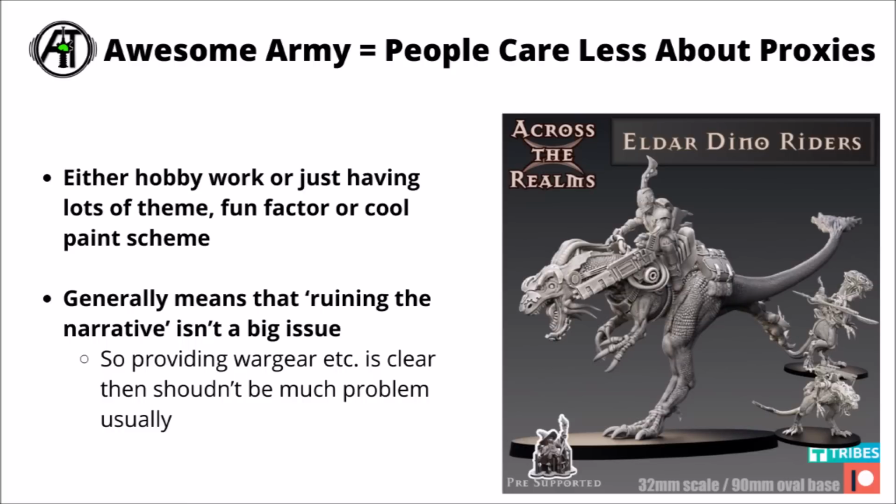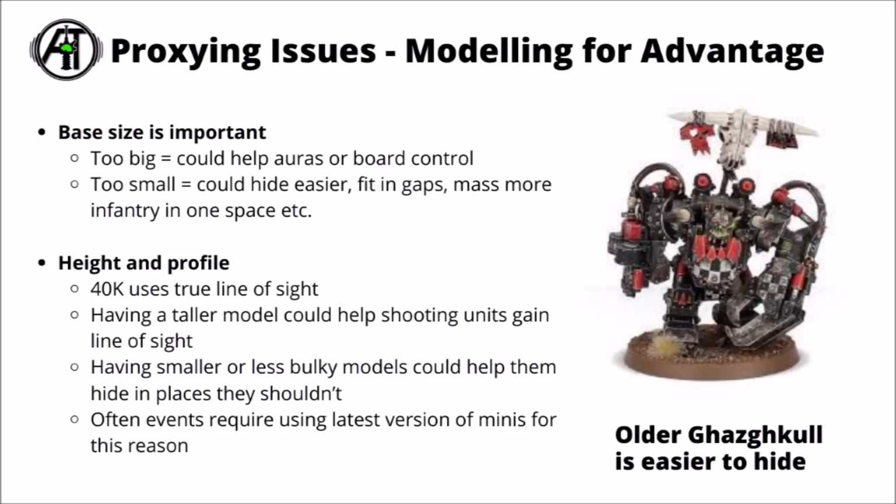Otherwise, for one further issue, I guess proxying could potentially lead to a little bit of modelling for advantage, almost always unintentional, but sometimes it can still be a kind of a big deal. Base size is quite an important one. If the base is too big, then it could help out things like auras for certain characters, or just board control if you've got a lot of units on really big bases they shouldn't normally have.